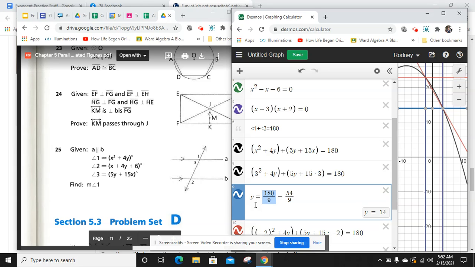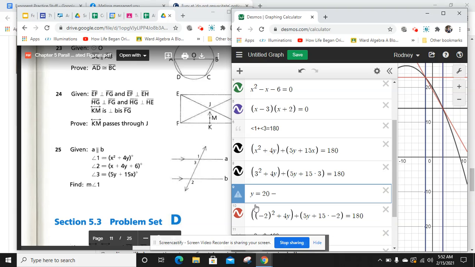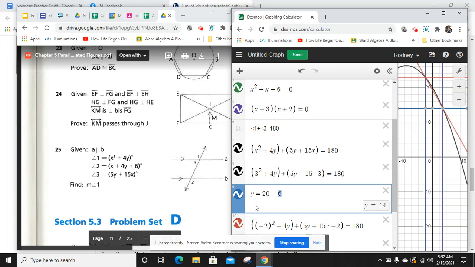So 180 over 9, 9 times 10 is 90, so 9 times 20 would be 180. And 54 divided by 9 is going to be 6. Okay, so I get y equals 14.